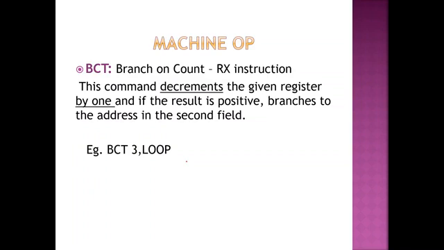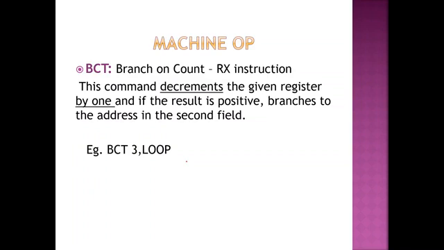So BCT is branch on count. You are going to load a number in the particular register. In this case, it is register 3, and we are going to say loop. Loop here is a label, which means you are saying go to that particular label, wherever that label is, go to that particular line and keep looping until your register 3 is no longer positive. If register 3 is a negative number, you have to break the loop and come out, right? So I will read it. This command decrements the given register by 1, and if the result is positive, branches to the address in the second field. If the result is negative, it breaks the loop and comes out of the loop.